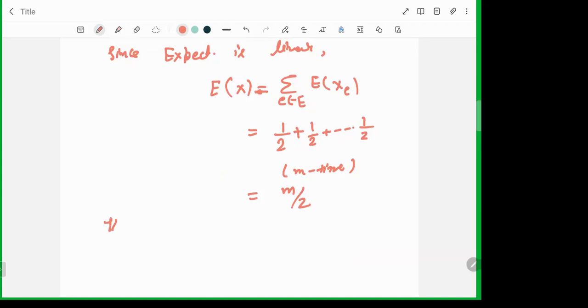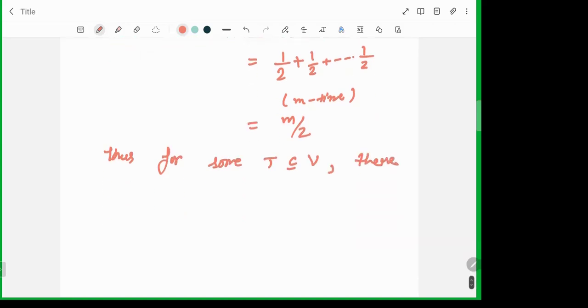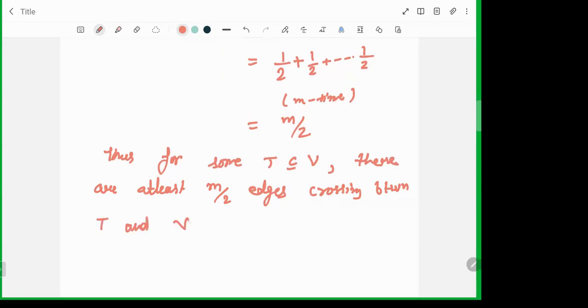Thus, for some T contained in V, there are at least this many edges crossing between T and V minus T, forming a bipartite graph. So we are done.